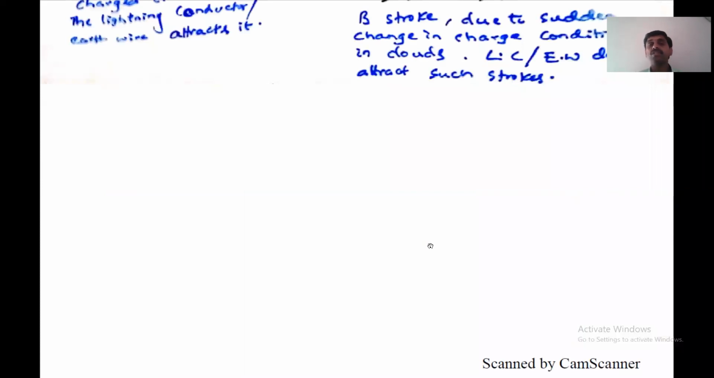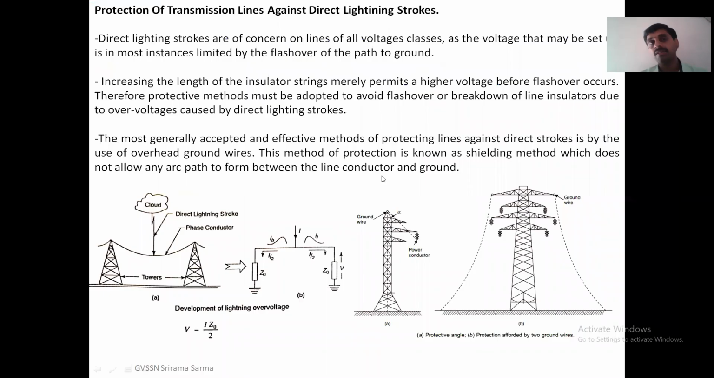Now let us see the discussion of the protection of the transmission line against direct lightning stroke. So you can observe here, as I said, for a lightning stroke, the protection equipment is the ground wire. Ground wires are nothing but shielding methods. Direct lightning strokes are a concern for lines of all voltage classes, as the voltage that may be set up is in most instances limited by flashover of the path to ground. In all voltage classes, these direct lightning strokes are a concern.